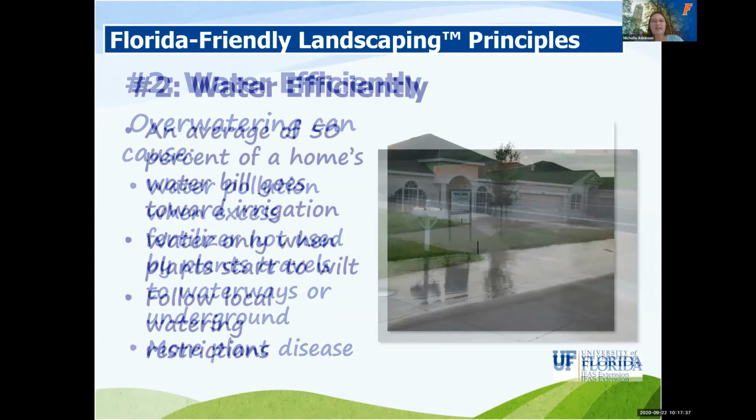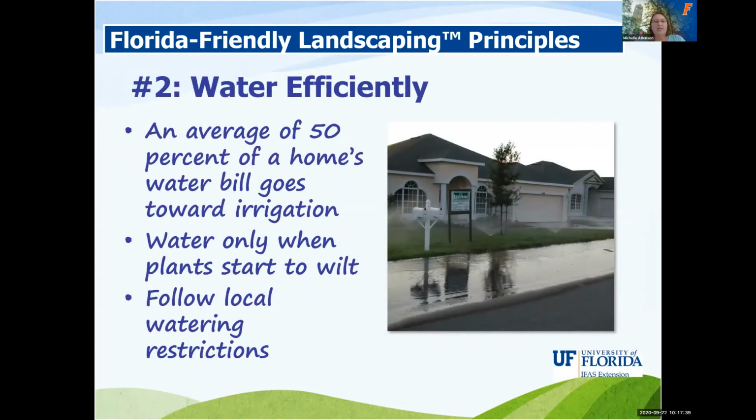Okay. So the average or the statistic is 50% of your water bill is actually going towards irrigation. So if you're on our county utilities, 50% of your bill is being used outside is the statistic. So you don't want to pay for that water. If you're paying for potable water, you're actually paying for sewage on that water too. So it can be a little expensive.